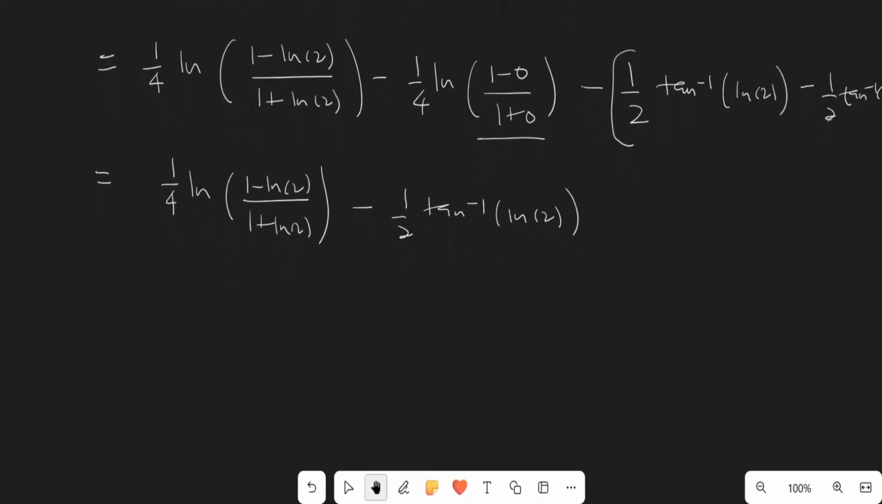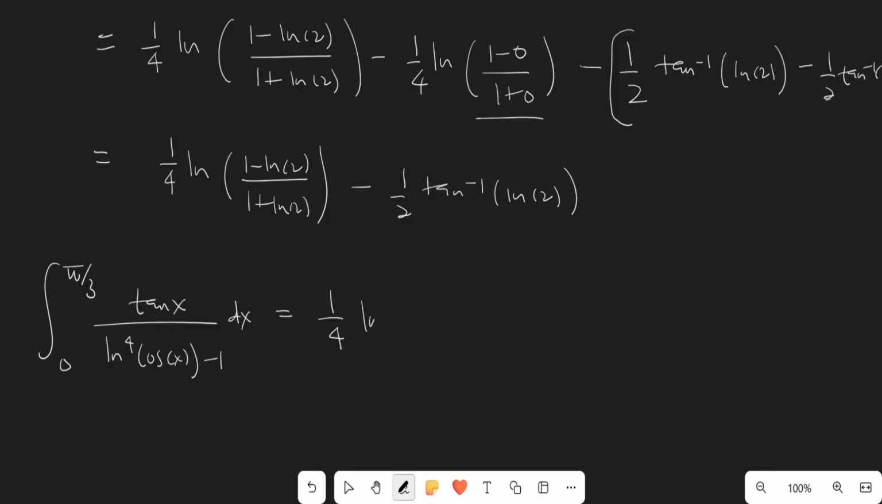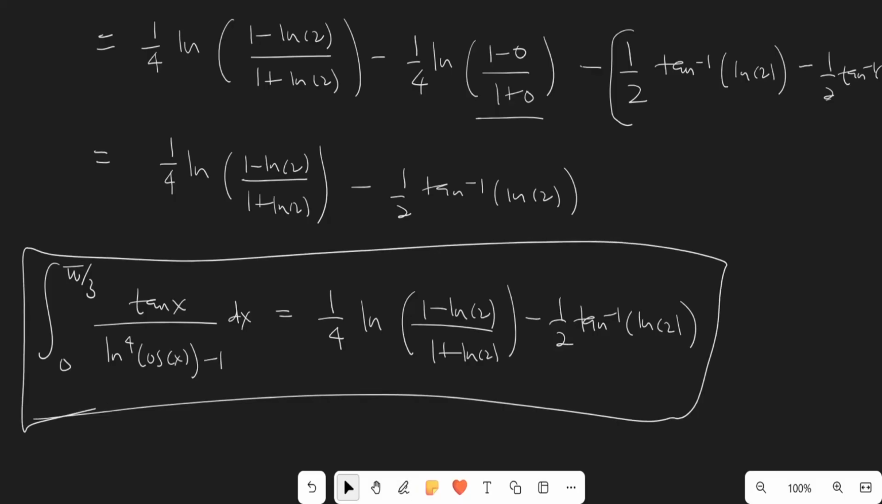So this is how our integral can be simplified. Therefore, the integral from 0 to pi over 3 of tan of x divided by ln to the 4th power of cosine of x, minus 1 dx, simplifies to 1/4 ln of 1 minus the ln of 2 all over 1 plus the ln of 2, minus 1/2 tan inverse of the ln of 2. So this is the value of our beautiful integral.